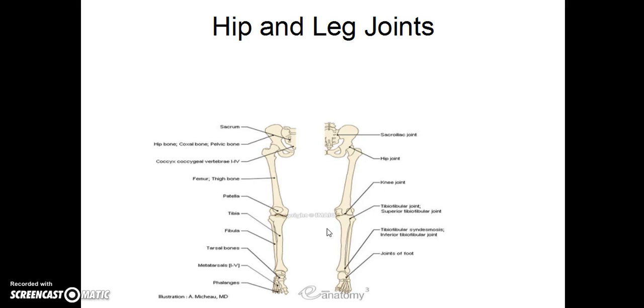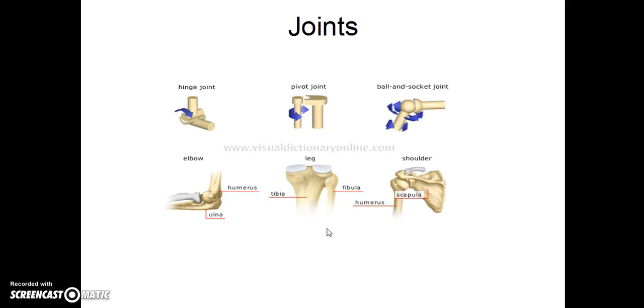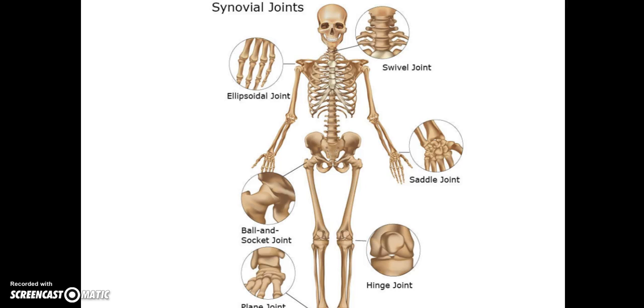The condyloid joint is found in the wrist. It can bend, straighten and move side to side. The joints between the metacarpals and the phalanges are also condyloid joints.